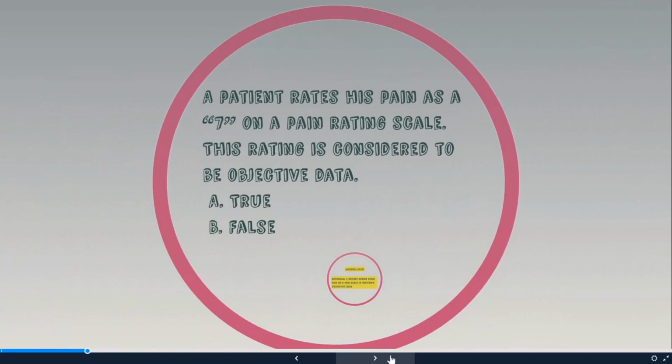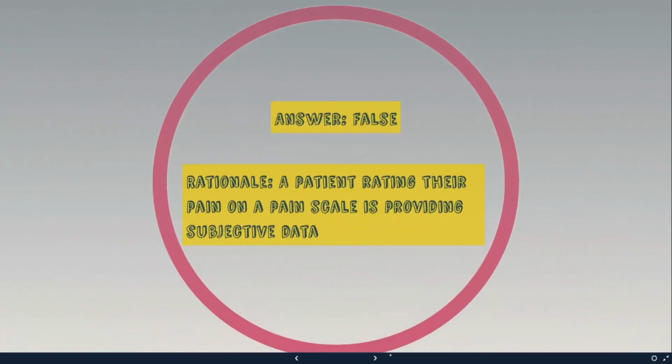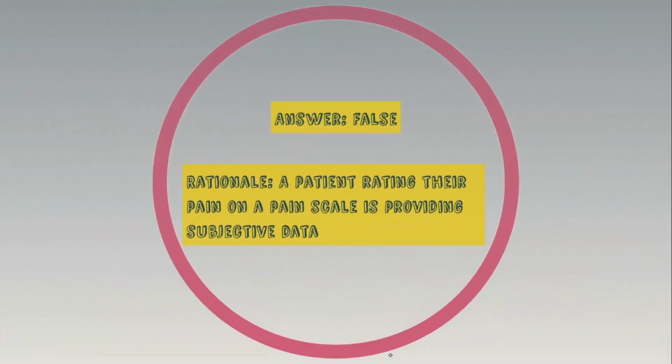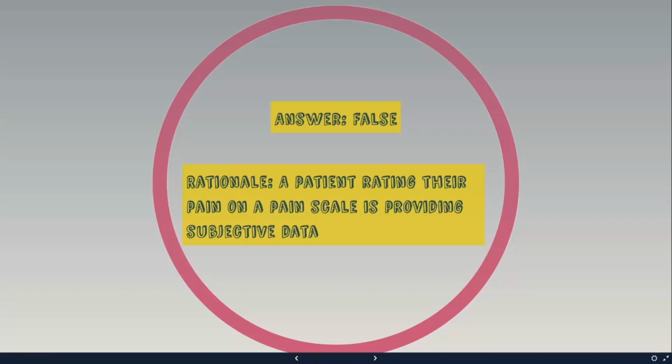Okay, so moving on. A patient rates his pain as a 7 out of 10 on a pain rating scale. This rating is considered to be objective data, true or false? All right, so thinking back, hopefully you said false. The rationale is that a patient rating their pain on a pain scale is providing subjective data. So remember, if the patient states it, like as in pain, then that is subjective.